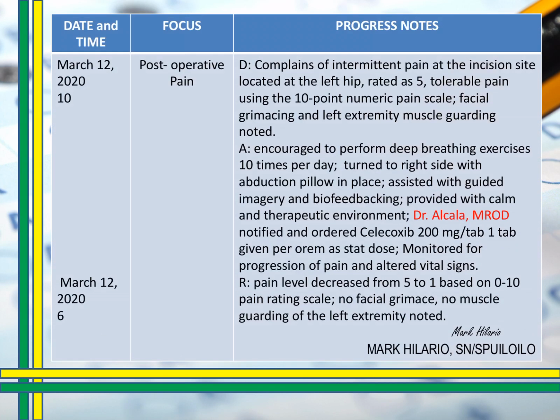Then after enumerating your assessment findings, you need to proceed to your action, or your A. As I mentioned, these are all nursing interventions. Here we have: encouraged to perform deep breathing exercises 10 times per day; turned to right side with abduction pillow in place; assisted with guided imagery and biofeedback; provided with calm and therapeutic environment. I'll stop there first. As can be seen, those statements are purely independent nursing interventions.